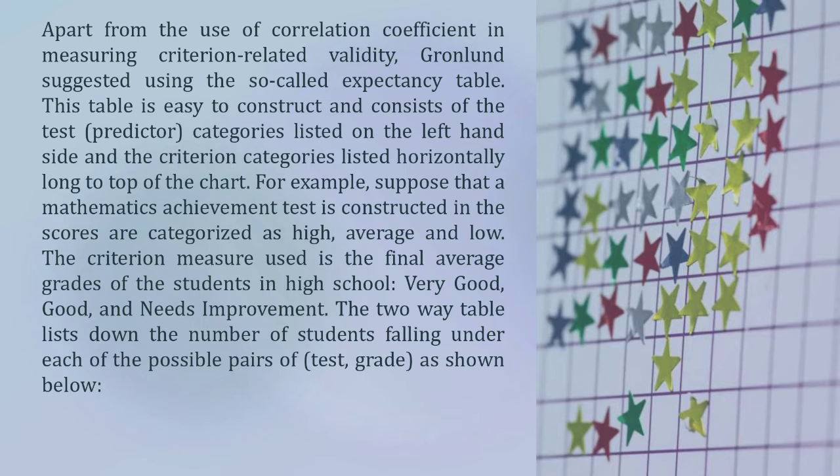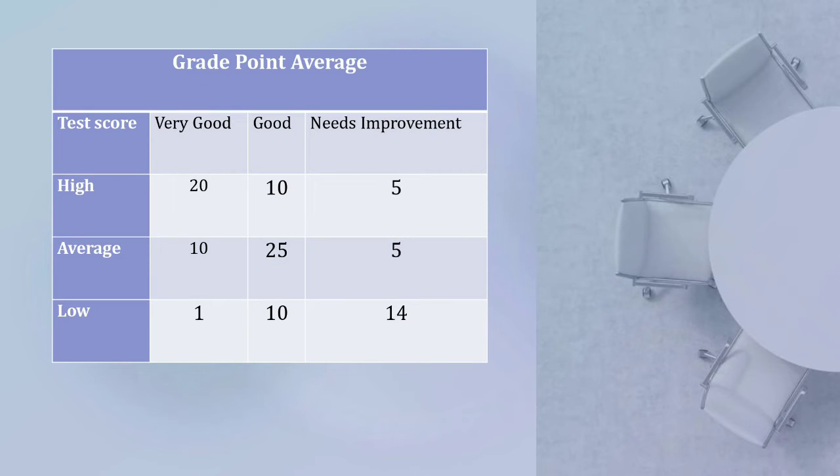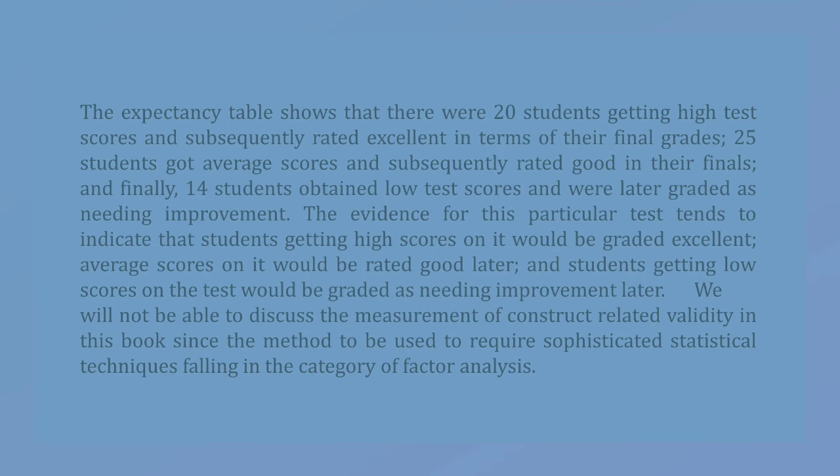This table is easy to construct and consists of test predictor categories listed on the left-hand side and criterion categories listed horizontally along the top of the chart. For example, suppose a mathematics achievement test is constructed and scores are categorized as high, average, low. The criterion measure used is the final average grades of students in high school: very good, good, and needs improvement. The two-variable table lists down the number of students falling under each of the possible pairs of test and grade, as shown in the table. And this is the table we are referring to.